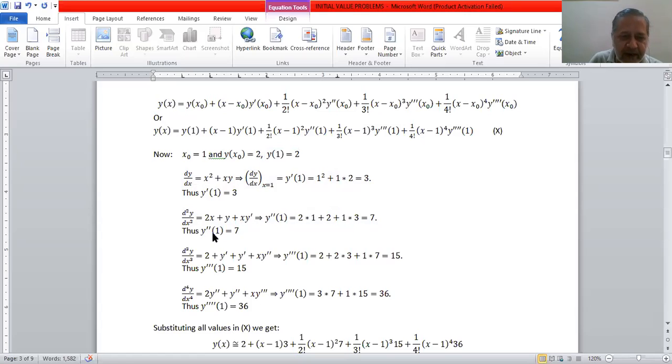After obtaining the second derivative at 1, which is equal to 7, we go for the third derivative. The second derivative is 2x plus y plus xy prime. इसका derivative लेंगे तो 2x का derivative 2, y का derivative y prime, x into y prime का derivative फिर u into v के रूल से लेंगे तो x का derivative 1, y prime as it is, x as it is, y double prime का derivative.